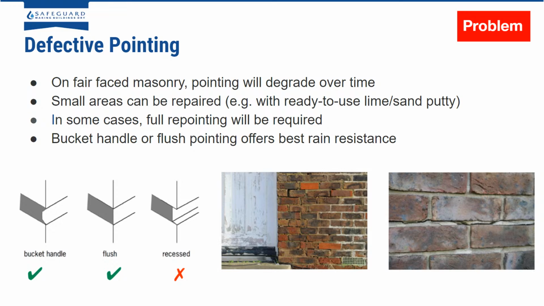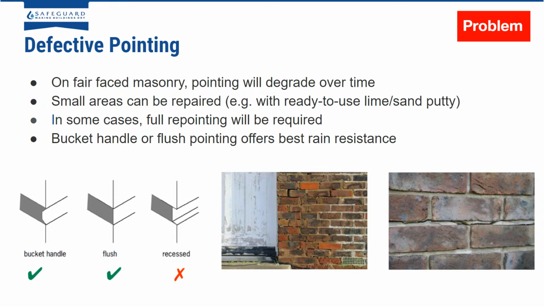So the first one is defective pointing. Even on fair-faced masonry, pointing will degrade over time. So this should be repaired. You can use such things as ready-to-use lime and sand putties, for instance. But it's always recommended to use the same sort of pointing that's already there.